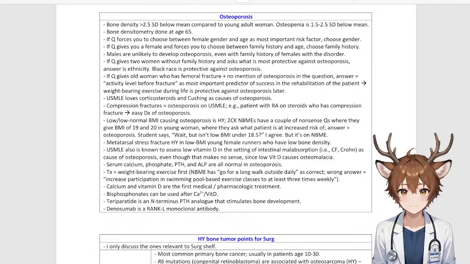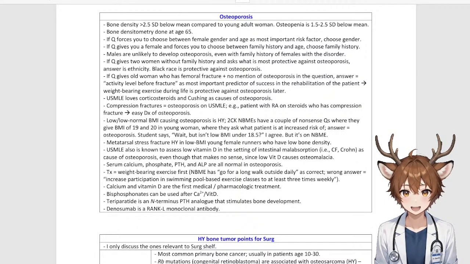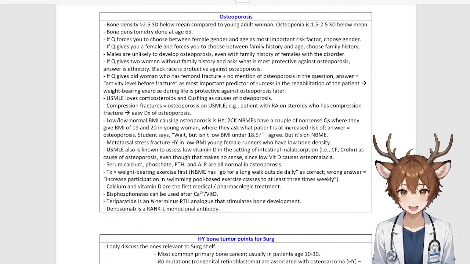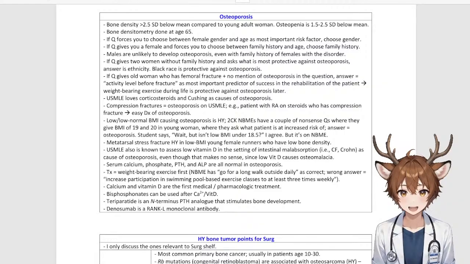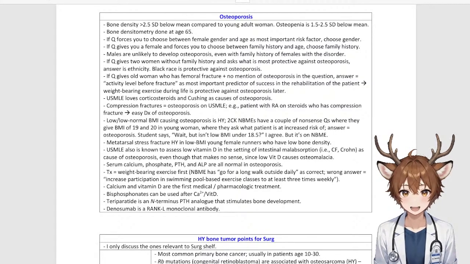Osteoporosis. Bone density 2.5 standard deviations below mean compared to the young adult woman. Osteopenia is 1.5 to 2.5 standard deviations below mean. Bone densitometry done at age 65.